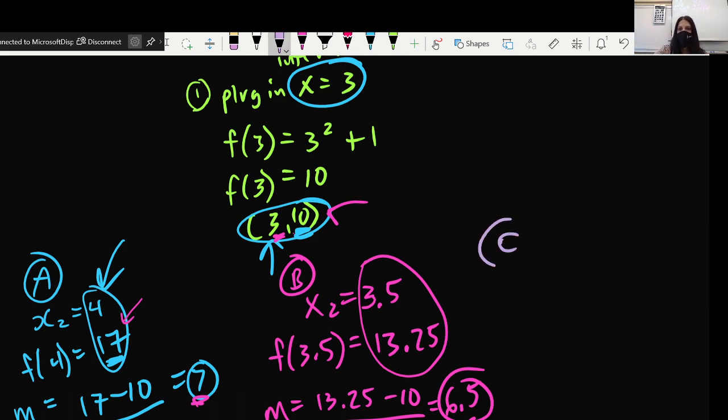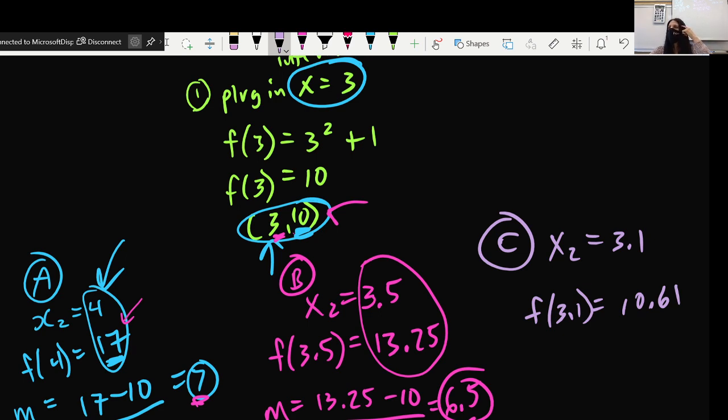So let's say we have point C, and we're going to make it x2 equals 3.1. So I'm bringing it closer and closer to my original point of interest, which was x equals 3. When I plug this in, f of 3.1, I find that it's equal to 10.61. Again, how am I getting that? That's just 3.1 squared plus 1. And can we skip the steps? By now you know how to find the slope. I'm just going to tell you that the slope this time ends up being 6.1.